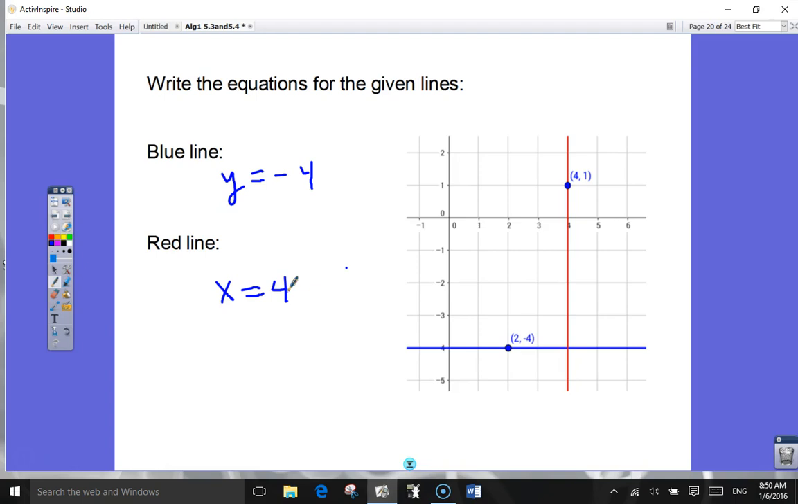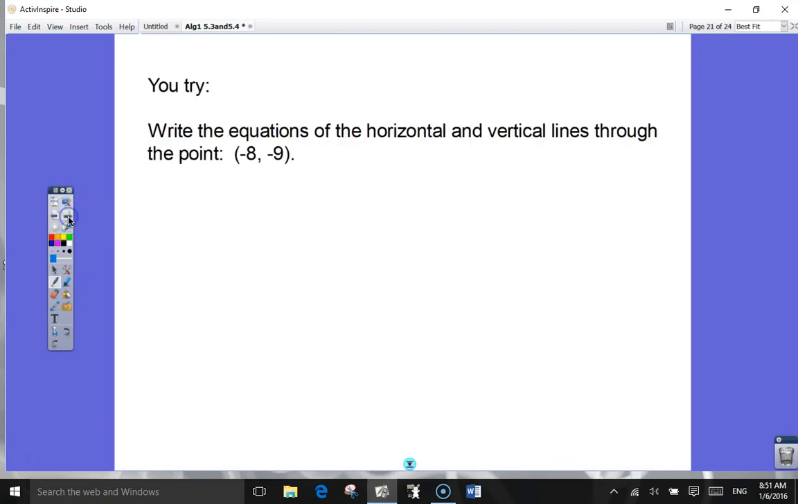That is not slope-intercept form. It is standard form, but it's not slope-intercept form. And you cannot put that in the calculator because you don't have an x equals button. You just have a y equals button. Which one of those is not a function? The red line is not a function because it doesn't pass the vertical line test. A vertical line would intersect with a vertical line in infinitely many places, so it's not a function.